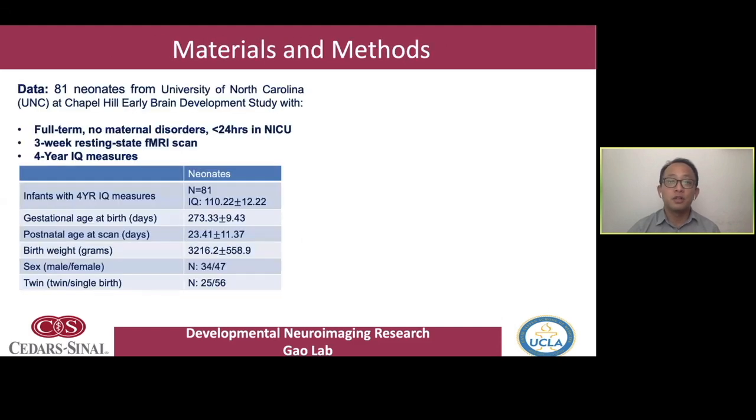In this work, we sought to take the first step to determine whether there exists brain-behavior relationship heterogeneity in a relatively homogeneous control infant sample. So we included 81 typically developing infants from the UNC early brain development study.